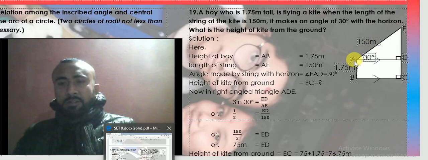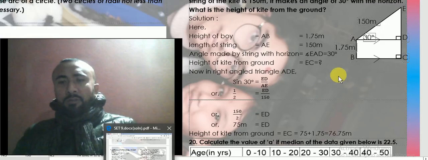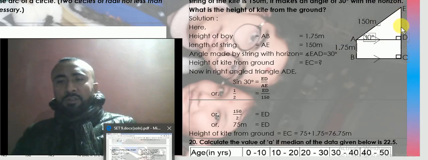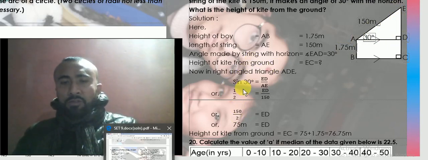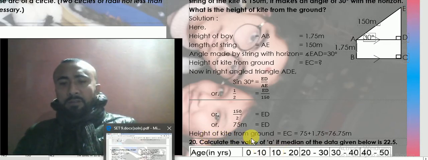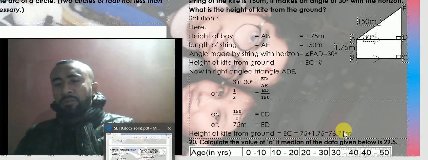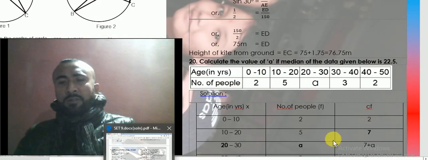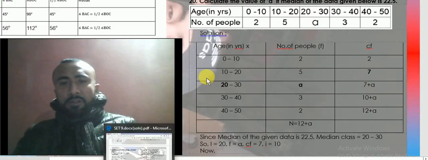For this we are solving this right angle triangle EAD. In this triangle EAD, this one is the hypotenuse and this one is the perpendicular, and the ratio of perpendicular and hypotenuse is sine. So sine 30 is equal to ED by AE. By this relation you get ED is equal to 75 meter, and the height of the kite from the ground level is BC. So EC is equal to 75 plus 1.75, that's 76.75 meter. Now let's move on to question number 20.